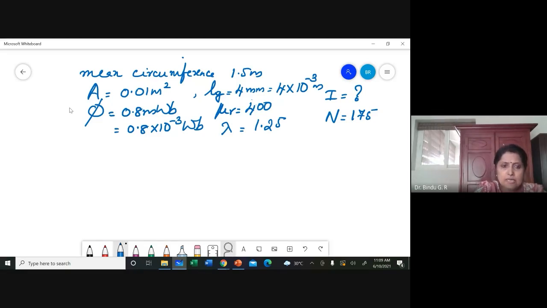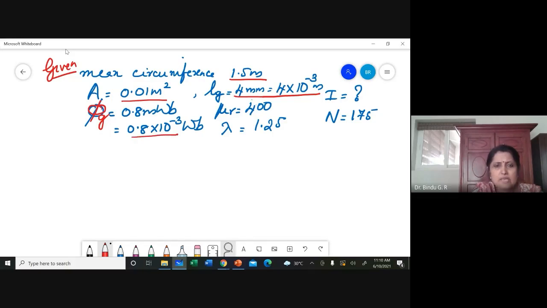So these are the given data. Mean circumference is 1.5 m, A is 0.01 meter squared, Lg is 4 mm or 4 into 10 raised to minus 3 m. Flux in the air gap, phi_g, is mentioned as 0.8 into 10 raised to minus 3 Webers. Mu r is given as 400, N is given as 175, lambda is given as 1.25. You are asked to find out the magnetizing current.